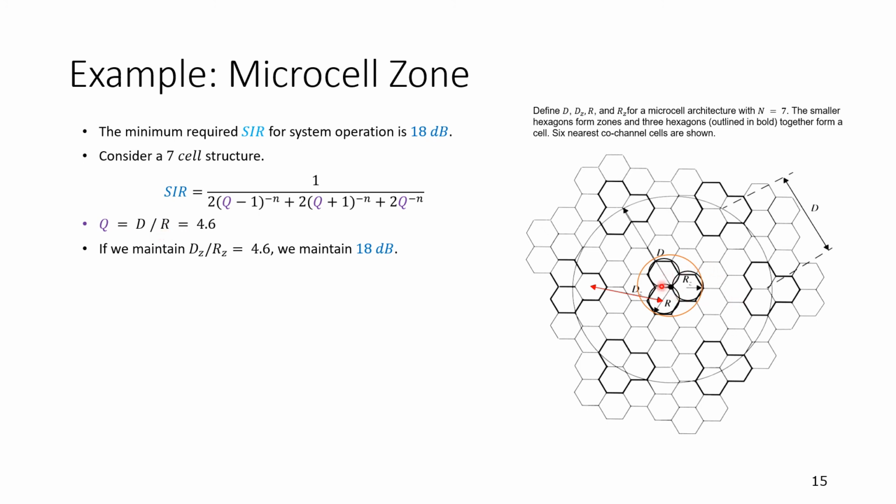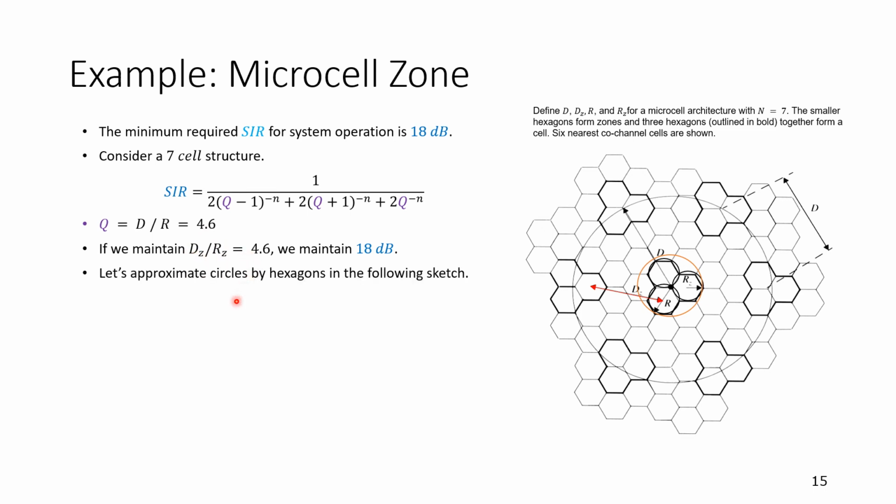Now, if we want to have a microcell, then instead of R to the edge, we'll have R_Z from here to here. So this big cell, now we have microcells shown in circles, 3 microcells. Now, if we want to maintain the same signal to interference ratio, D_Z over R_Z, which is in the new small zone, the microcell, should be maintained as 4.6.